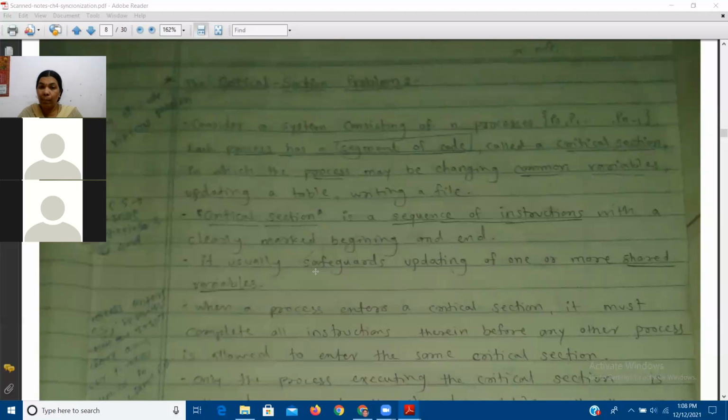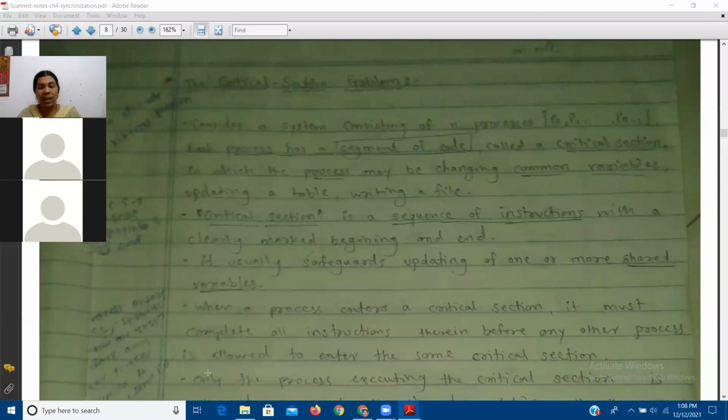If it is busy, it just waits in the entry section. And once the use inside the critical section is over, it goes to the exit section. So the critical section has two sections: one is the entry section, another is the exit section. Each process has its own entry section, its own exit section, its own critical section.